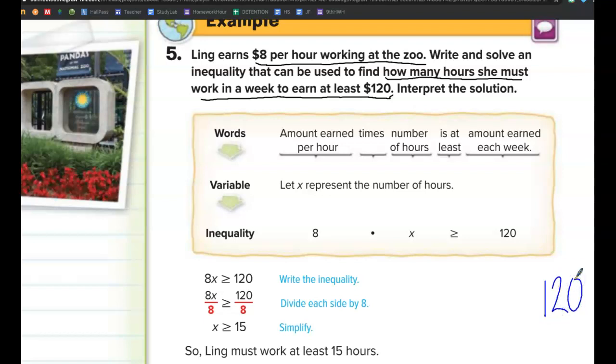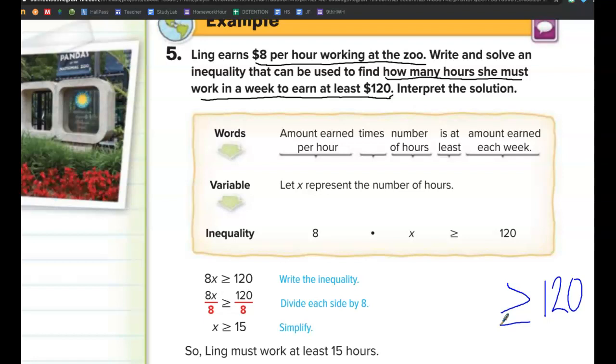Now, if I get $110, is that at least 120? No. If I have $130, is that at least? So what sign should I use? Less than or greater than? Greater than or equal to, because I could earn greater than 120 and make my goal, or I could have equal to 120 and reach my goal, right?